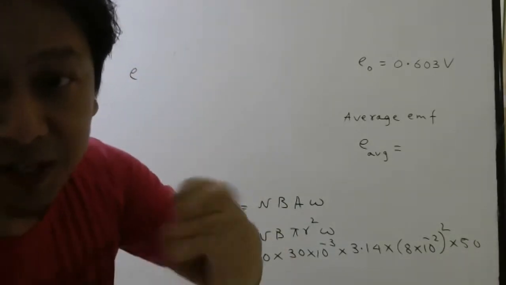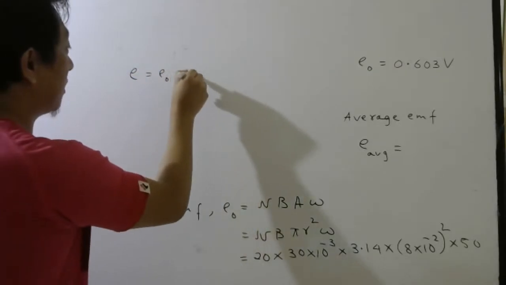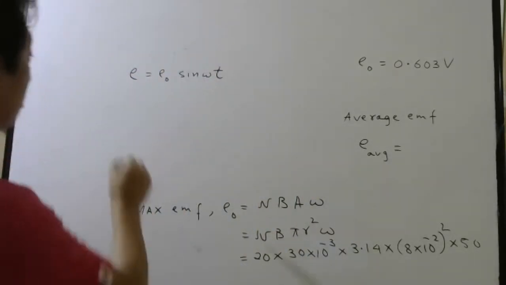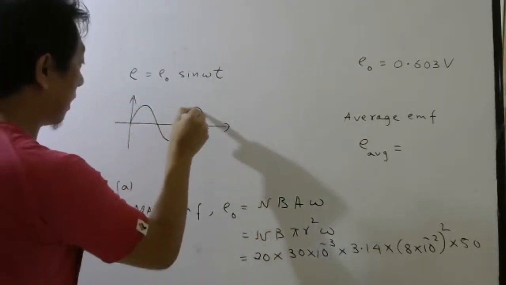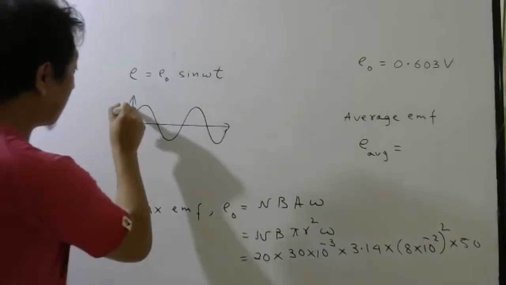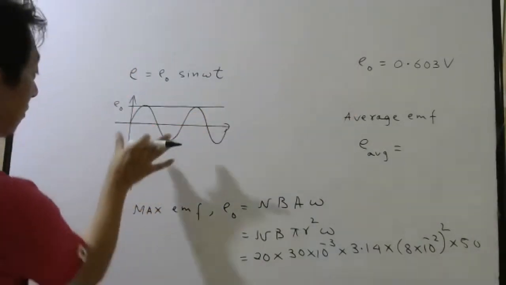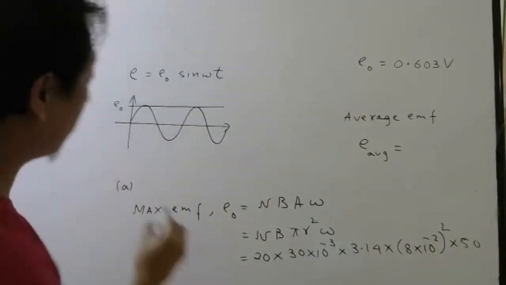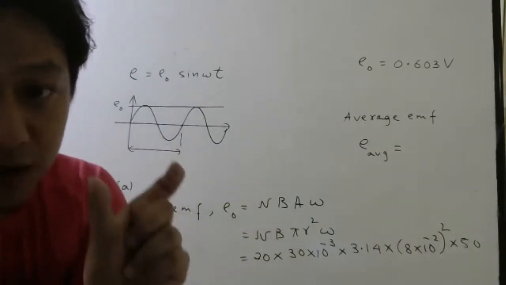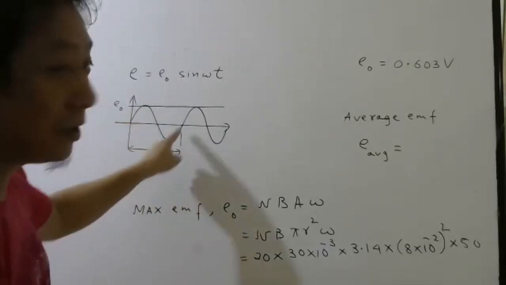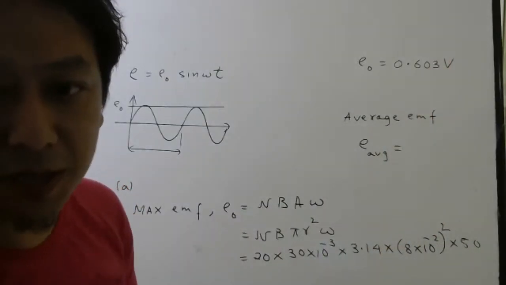How was the EMF changing in an AC generator? E naught sine omega t. Correct? So how does the graph look? Like this. Correct? So maximum value is E naught. That is no doubt. But what will be the average? Whenever they say average, it always means for one time period. So for one cycle, what will be the average of this kind of function, which is positive also, negative also? What will be the average value?